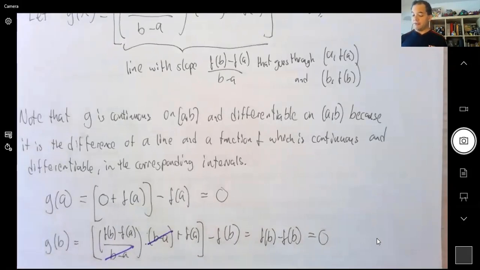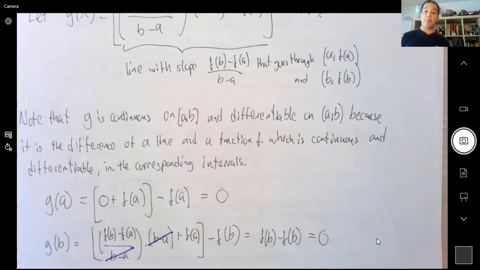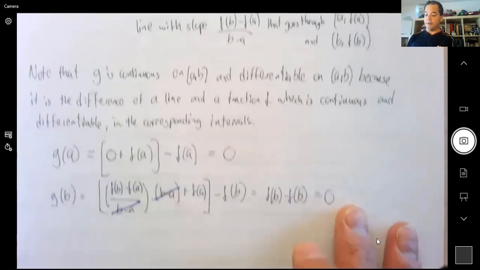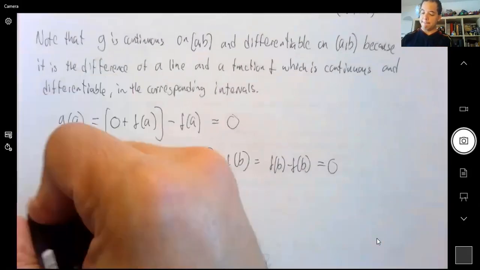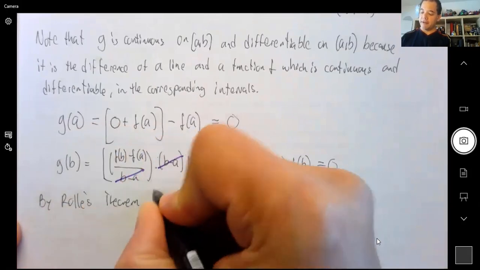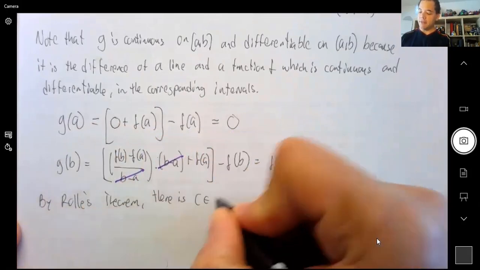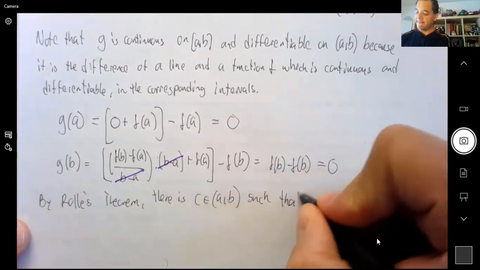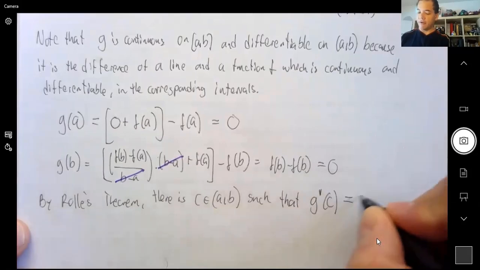So now this function g satisfies the hypothesis of Rolle's theorem. It's a function that is continuous in the closed interval, differentiable in the open interval, and g of a equals g of b. Both of them are 0. So therefore, we can apply Rolle's theorem. So by Rolle's theorem, there is c between a and b strictly such that g prime of c is 0.